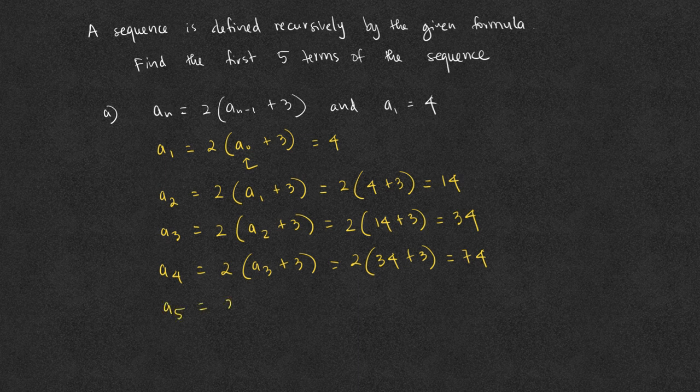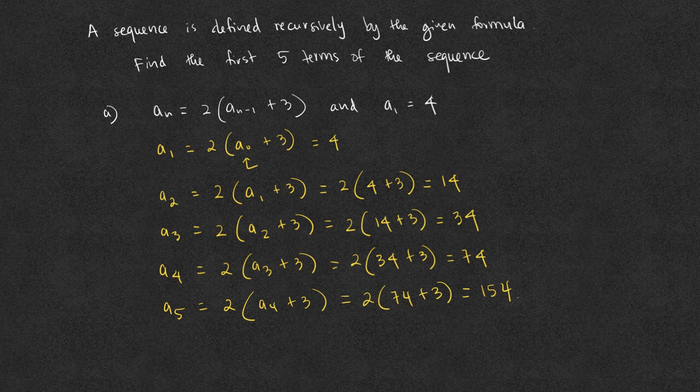Lastly, a sub 5 is 2 times a sub 4 plus 3. But again, a sub 4 is the previous term. We found that it was 74. 74 plus 3 is 77. And 77 times 2 is 154. And so we know that these are the first 5 terms, a sub 1 to a sub 5.